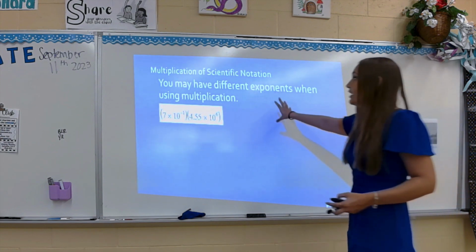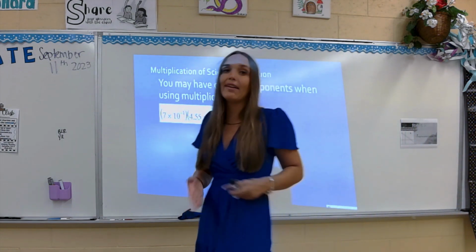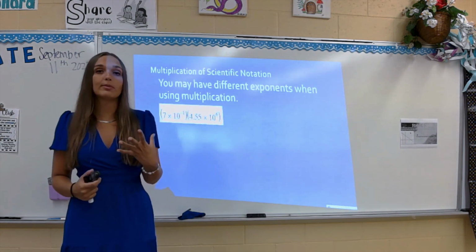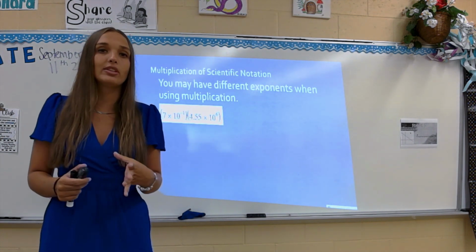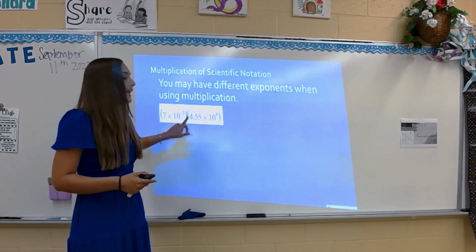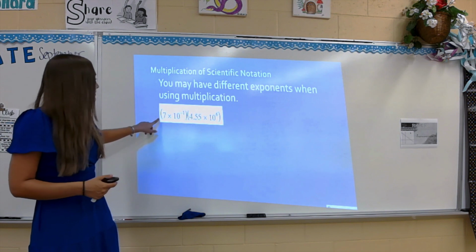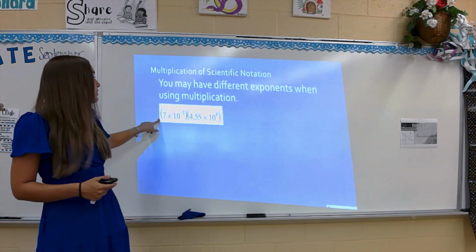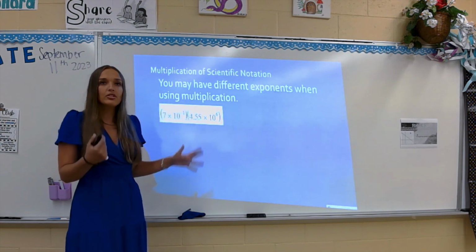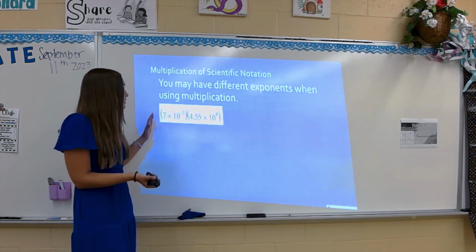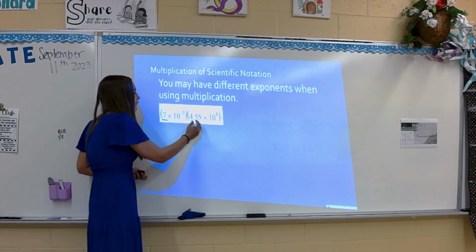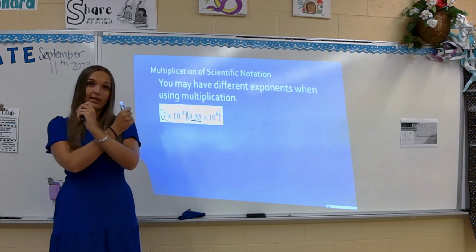So, for multiplication of scientific notation, you may have different exponents. Why is this crucial? Because when we're doing addition and subtraction, they must have the same exponents to be able to continue. But for multiplication and division, we can have different exponents. So for this problem, I have 7 times 10 to the negative 1st times 4.55 times 10 to the 6th. I'm going to do exactly what this problem tells me to do. It's saying multiplication. So I'm going to take my two factors of 7 and 4.55 and multiply them together.